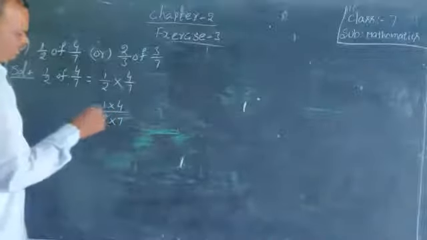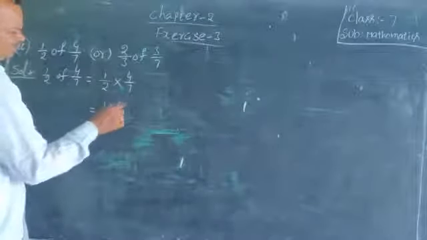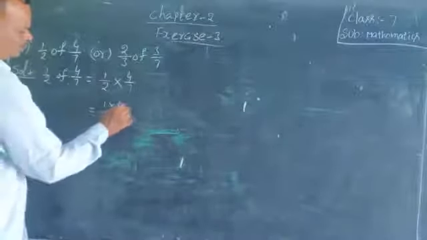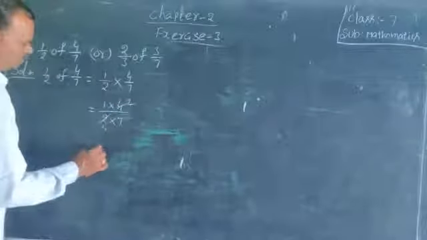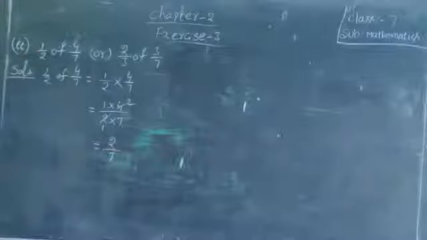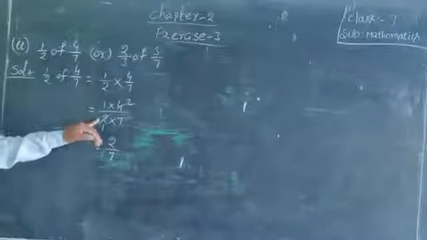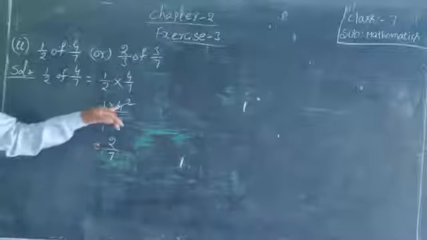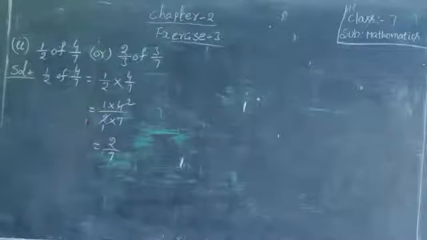Here cancelled in two table. Second table, 2 1s are 2, 2 2s are 4. So the value is 2 into 1, 2 by 7 into 1, 7. Here cancel the second table. 2 1s are 2, 2 2s are 4.